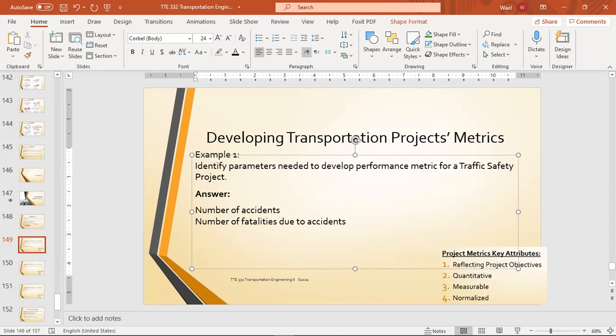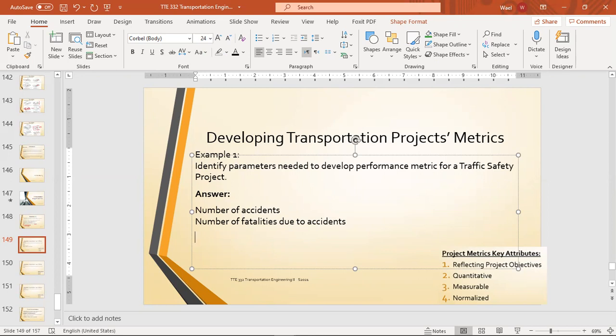From accident reports there is a result report. We can get the number of fatalities due to vehicle accidents. Okay, so this parameter is more concise than number of accidents. So that's one major indicator, and it is quantitative. Yes. Is it measurable? Yes.